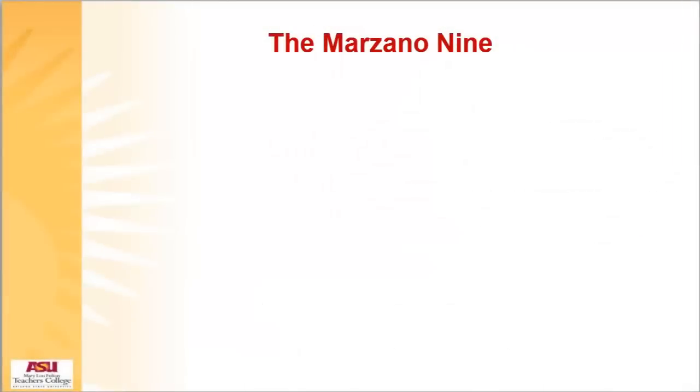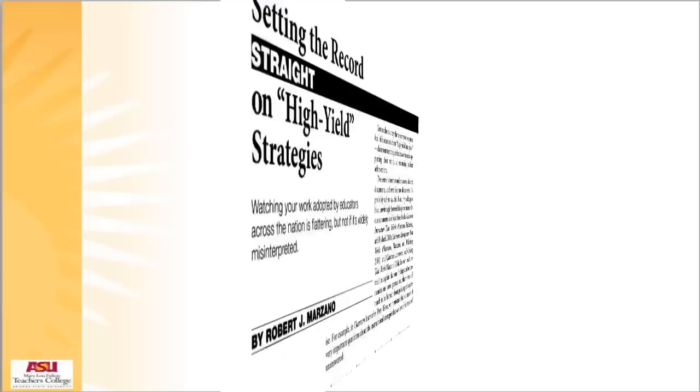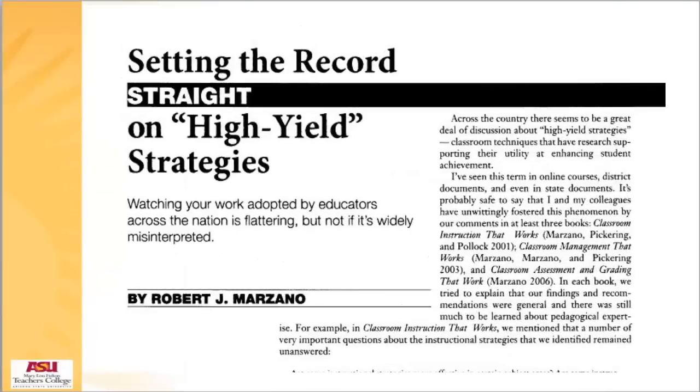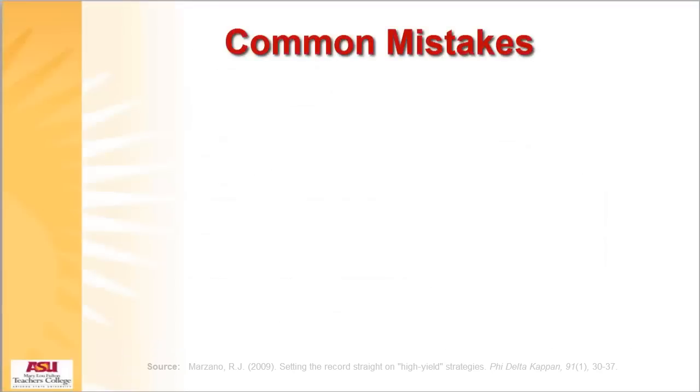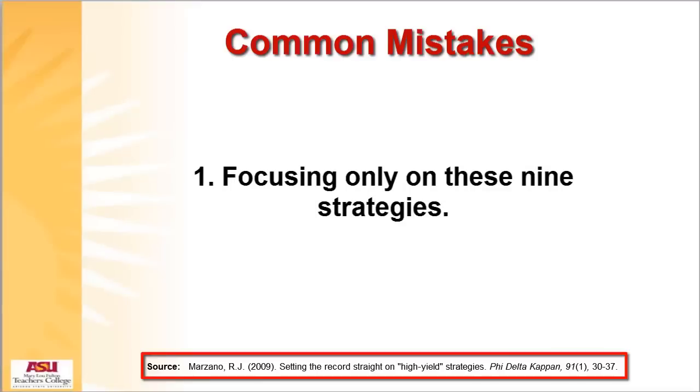Before we begin learning about each strategy individually, a word of caution. After the 9 strategies began to be adopted by schools and school districts across the United States, Marzano noticed some disturbing trends in how schools and teachers were using his findings. In 2009, he published an article identifying 3 common mistakes associated with his 9 instructional strategies. The first was that some schools and teachers were using these strategies to the exclusion of everything else. That is, they were using these 9 strategies, and only these 9 strategies, for all of their instruction.